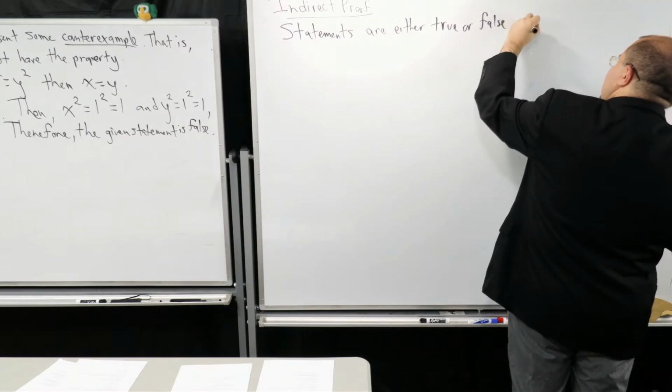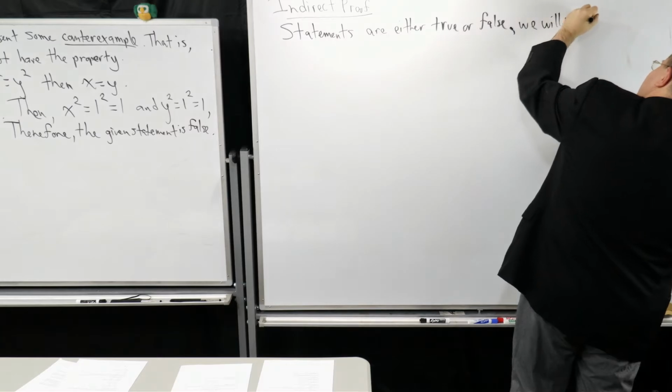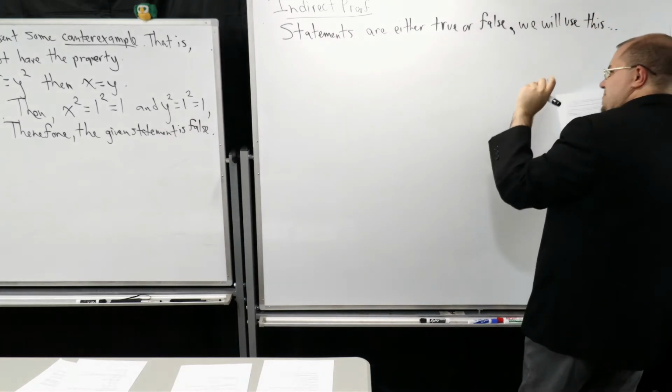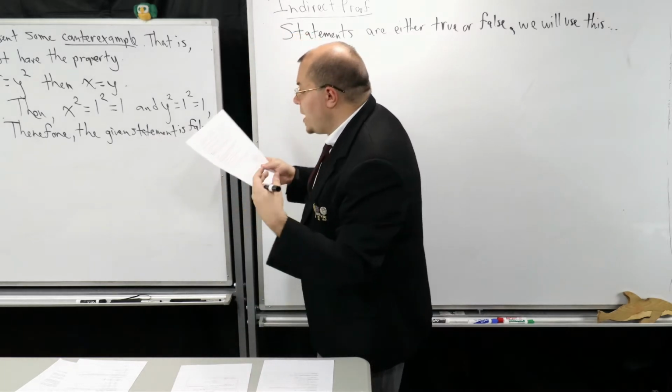So we're going to use this. So I'm going to show you one technique of indirect proof. It's so-called the proof by contradiction.